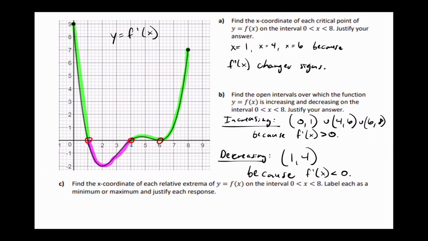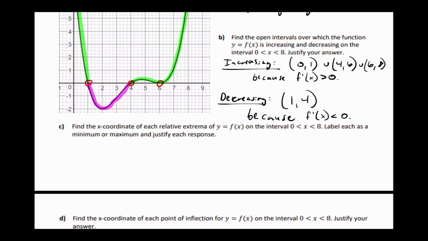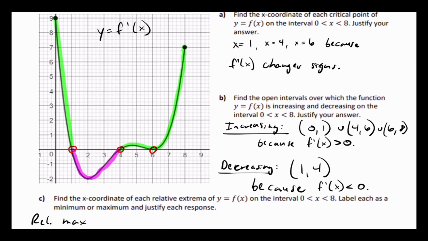Where do we find, let's start with the maximums. Where do we find the maximums? How do we know there's a maximum? Exactly. When the graph crosses the x-axis from positives to negatives. So we know 3 points it's going to touch. We want to know where it crosses from positive to negative.